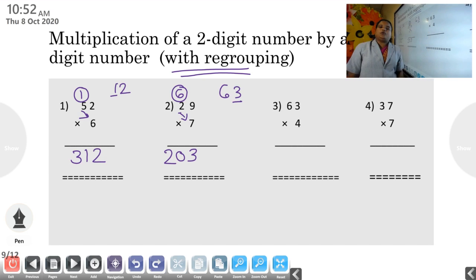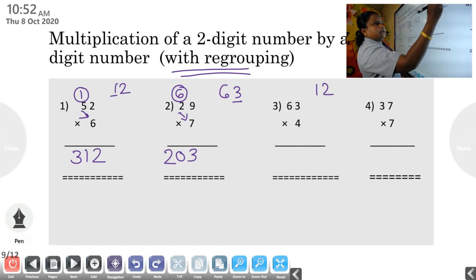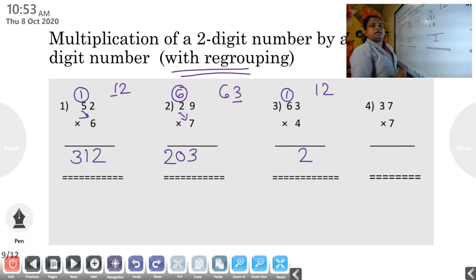Then next one, 63 into 4. What is the first step? Yeah. Multiply the ones place by 4. 3 fours are 12. Write 2 in the ones column. Then 1 is carry over to the tens column.